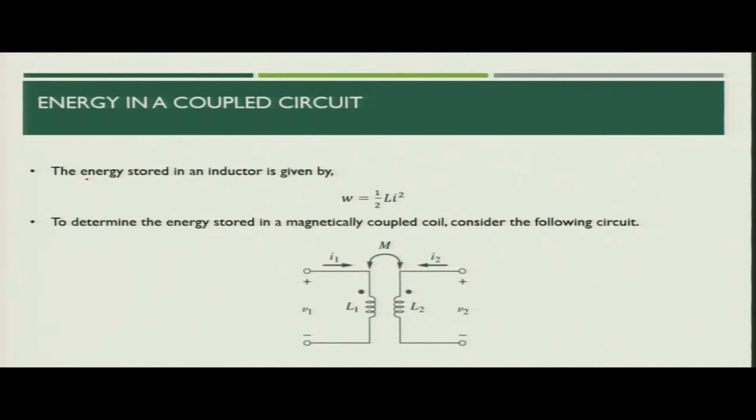The energy stored in an inductor, as we know, is given by W is equal to half L i square. Now, to determine the energy stored in magnetically coupled coils, let us consider the following circuit. Here I1 and I2 are the currents in the left and right coils. V1 is the voltage across the first coil and V2 is the voltage across the second coil. They have inductances L1 and L2, and M is the mutual inductance.